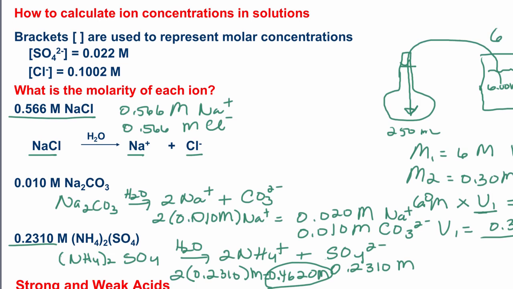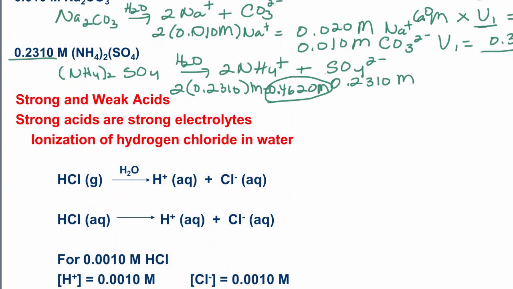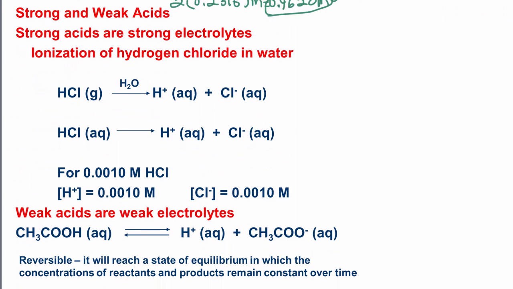Okay, so practice those. So now what we're going to do is talk about acids and bases. So we'll talk about strong and weak acids. I told you which acids to memorize as far as the strong acids. There are 6 of them. All the rest in aqueous medium we'll consider weak acids.